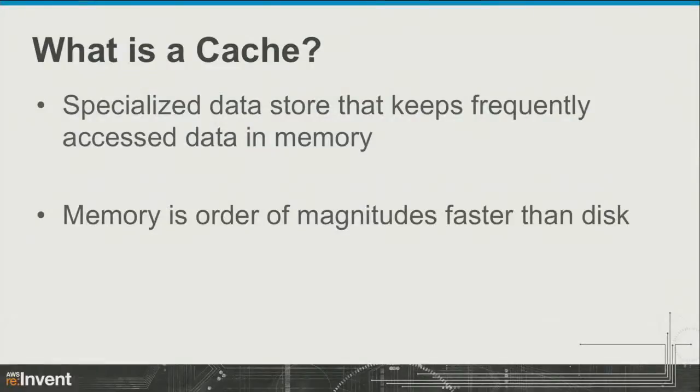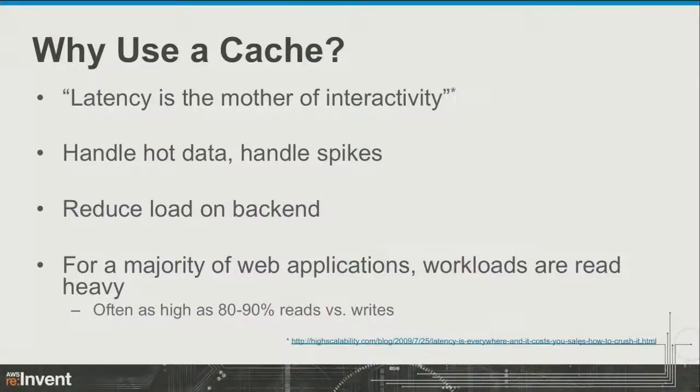So, what is a cache? A cache is nothing but a specialized data store that keeps frequently accessed items in memory. And I mentioned caches can help to build highly responsive web apps. Pretty much because the information is in memory, it is very fast to access. So any data store that allows you to do so is a cache. So why use a cache? I saw this quote on a blog post: latency is the mother of all interactivity, and that's true.